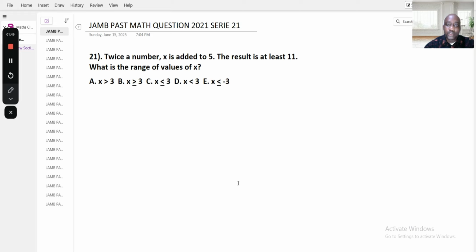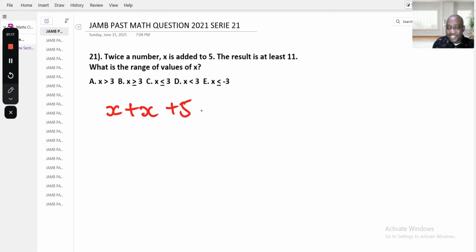Let's begin. Twice a number, x, is added to 5. The result is at least 11. Now, let's interpret this question. Twice a number, the number has been given to us, which is x twice. It means that x plus x equals 2x. That's twice the number. X plus x is added to 5.